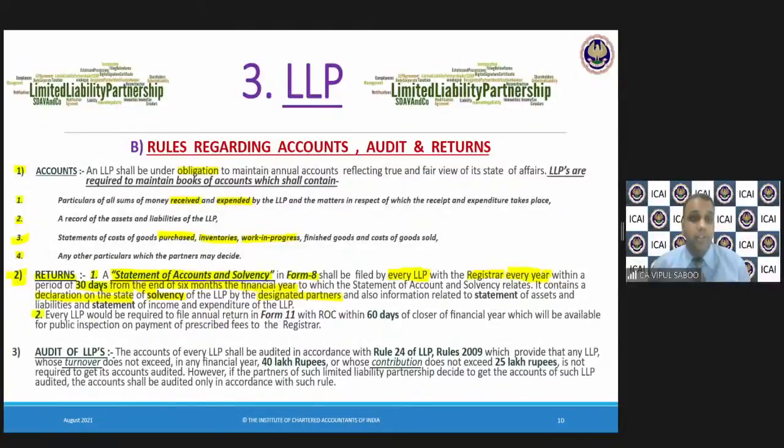Now here comes the second form. Every LLP would be required to file an annual return. What is this annual return?